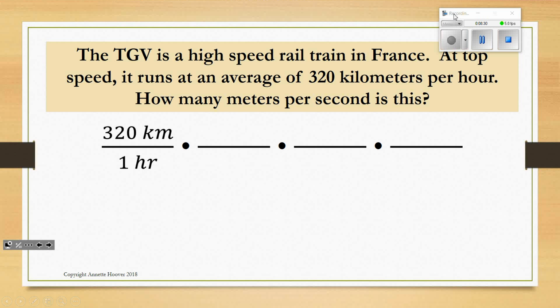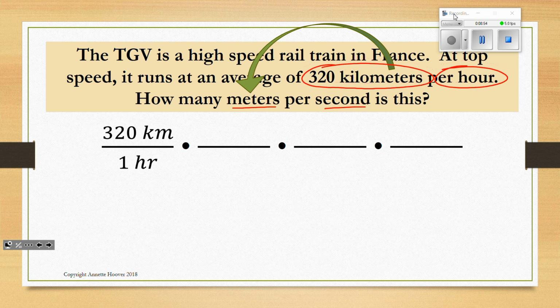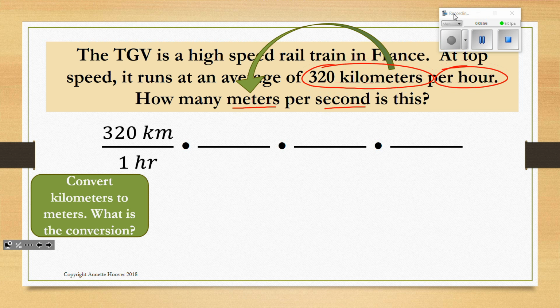The TGV is a high-speed rail train in France. At top speed, it runs at an average of 320 kilometers per hour. So this tells me what ratio to set up. 320 kilometers on top, 1 hour on the bottom. We're converting it to meters per second. So first we're doing distance from kilometers to meters. And then we're doing hours to seconds. So we have to know those conversions.